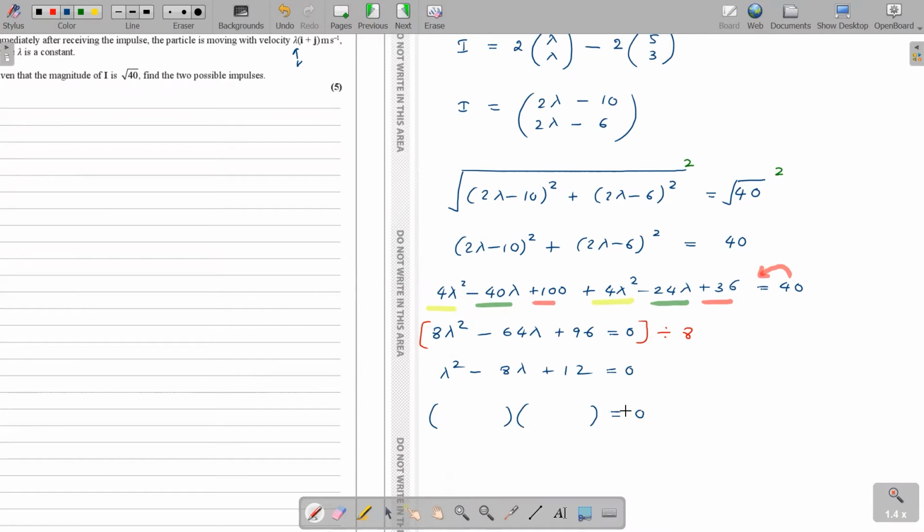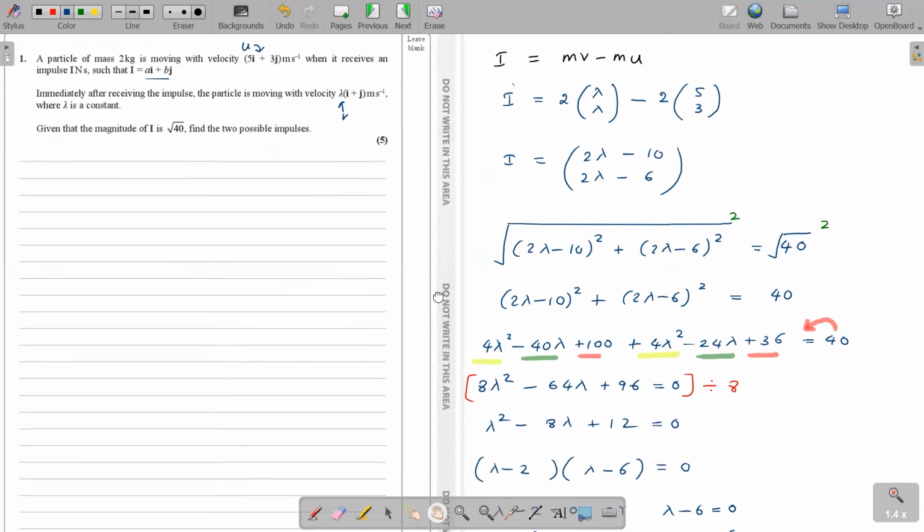So when we factorize lambda squared minus 8 lambda plus 12, we get lambda minus 2 and lambda minus 6. So the answers are lambda minus 2 equals 0 or lambda minus 6 equals 0, which gives me lambda equals 2 or lambda equals 6. So I got the two values of lambda.